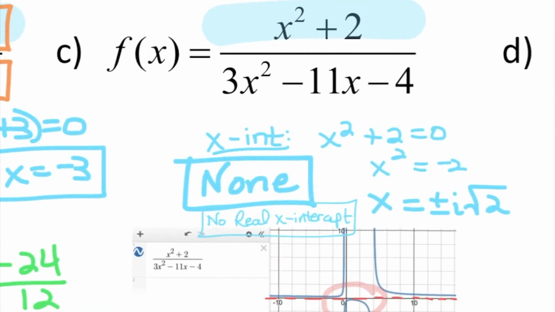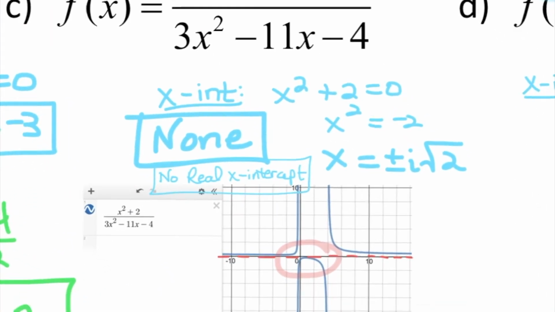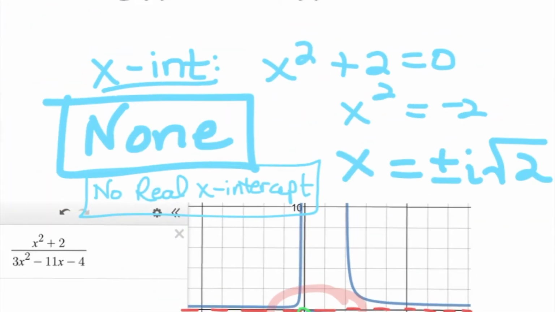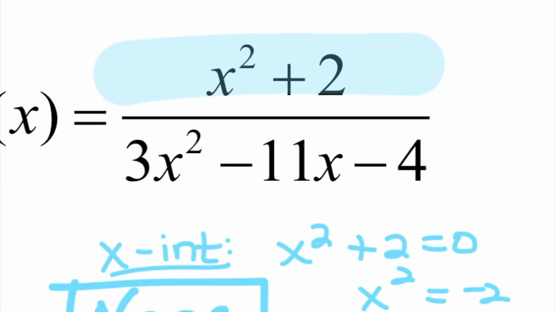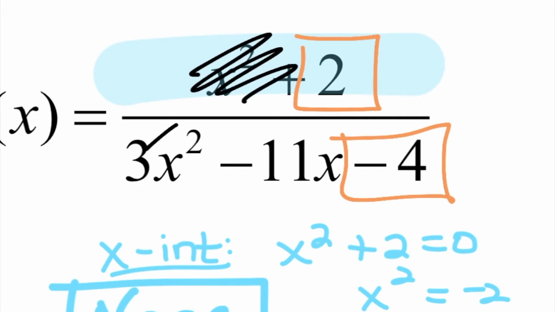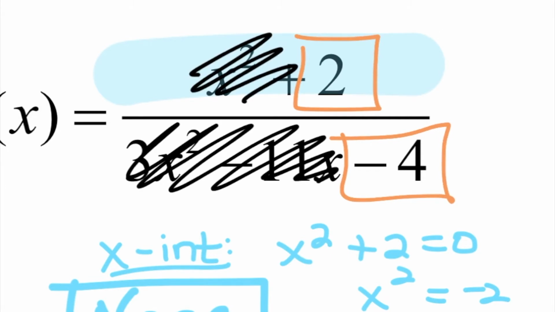In this one, you've already got the graph, so you can see that your y-intercept is going to be a negative number, and a small one because it's fairly close to 0. So let's come back up here. Look for the number in the numerator and the number in the denominator that don't have an x, the constant terms. Ignore everything else.